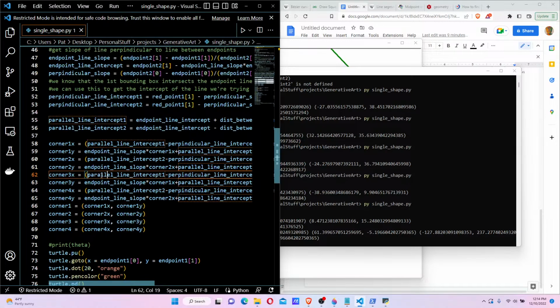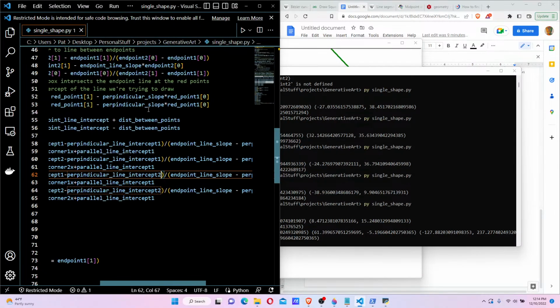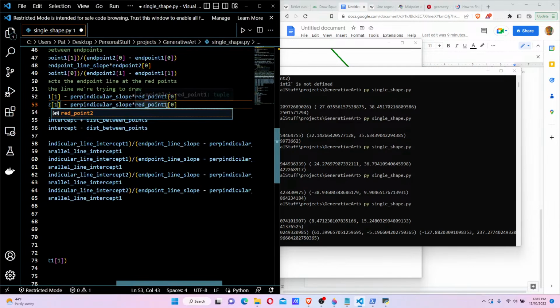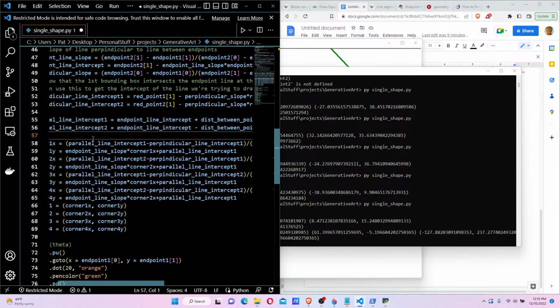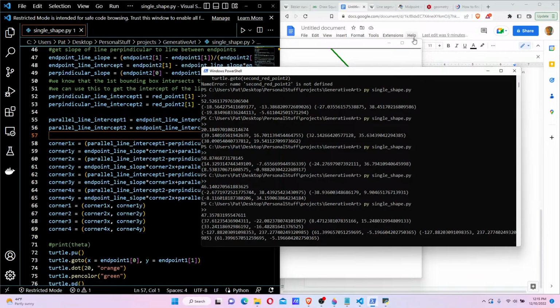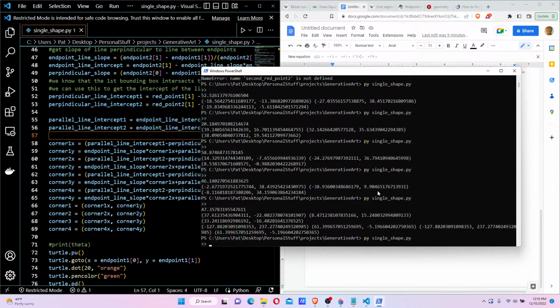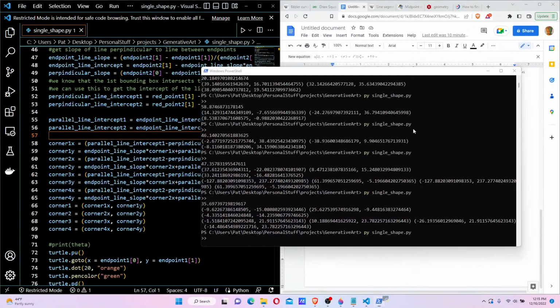Corner 3 x. Parallel line intercept 1 minus perpendicular line intercept 2. Oh. So this should be red point 2. That should be red point 2. Okay. Now, I don't think this will work. But just out of curiosity, let's see what it does. Okay, so the corners are wrong. Try it again.